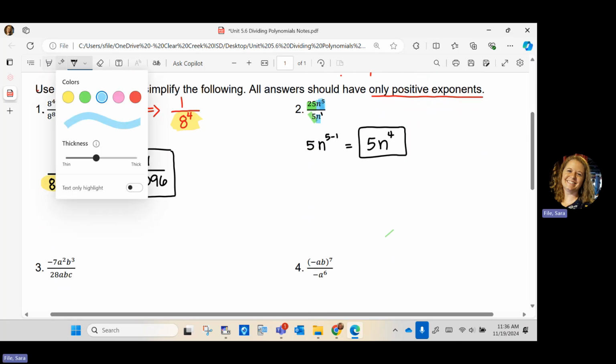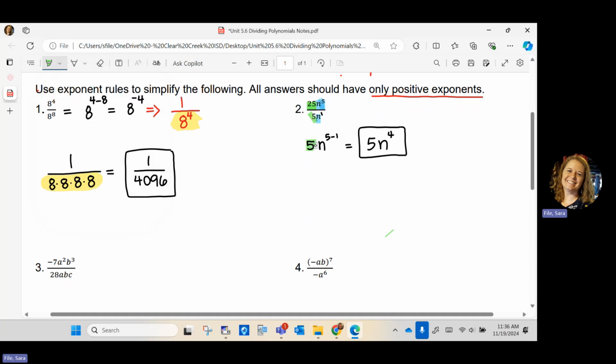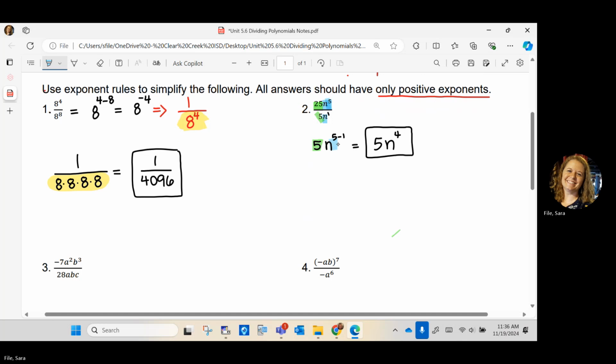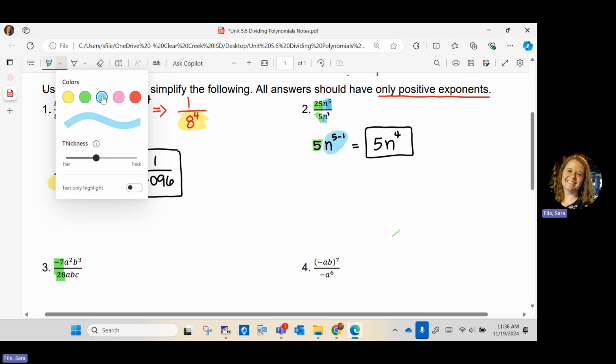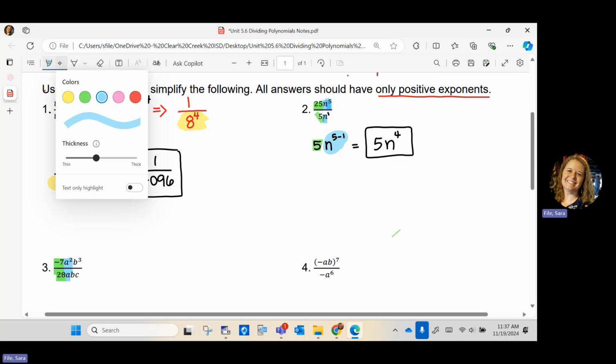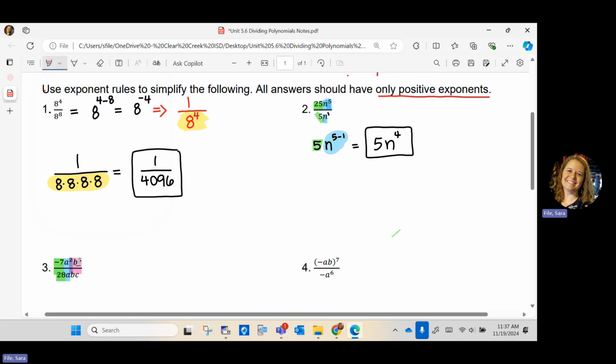Okay, that color coding. The 5 came from dividing 25 by 5. And then that came from dividing the n, the base n values. All right, 3 gets a little more complex. So I'm going to do the same color coding. I've got my coefficient of -7 over the coefficient of 28. And then I've got an a term. And there's a b term.